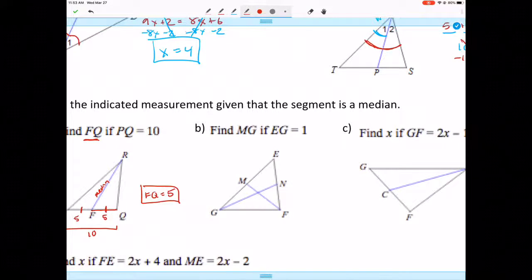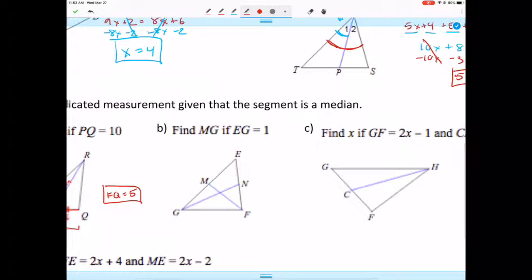All right, so maybe pause and see if you can do the other problems. Okay. This time, we know that this and this, those are medians. Okay, they bisect that line in two, and then these would also be congruent. All right, and they want us to find MG. All right, MG, which is this part, if EG, this whole part, is 1. Okay, so if EG is 1, MG has to be 1/2.